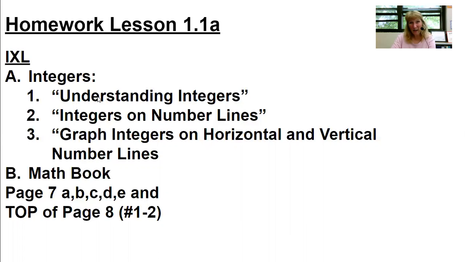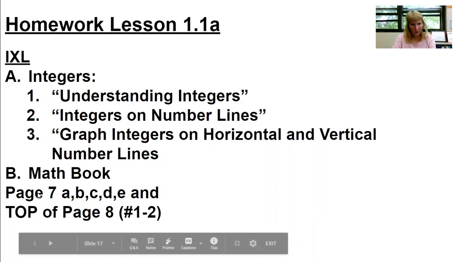I would say on IXL, there's probably about 20 to 30 questions that you zip through real quick. And then math book, I want you to do page 7, letters A, B, C, D, and E. And then I want you to just do the top of page 8, numbers 1 and 2. So not too much in the math book right now. Next lesson you will. So page 7, A, B, C, D, and E. And then the top of page 8, numbers 1 and 2. And then the IXL practice.